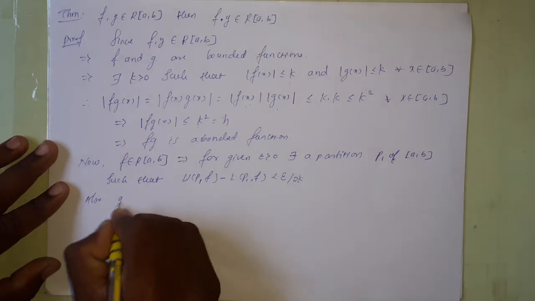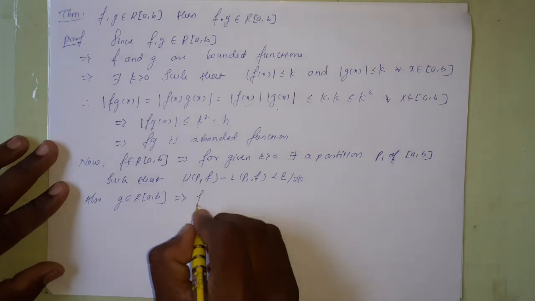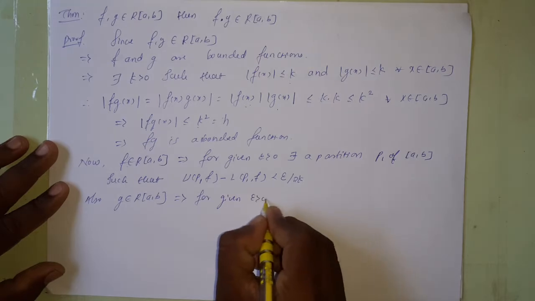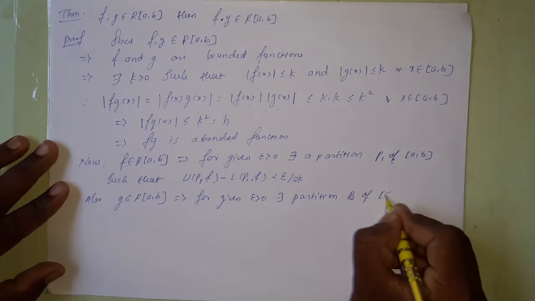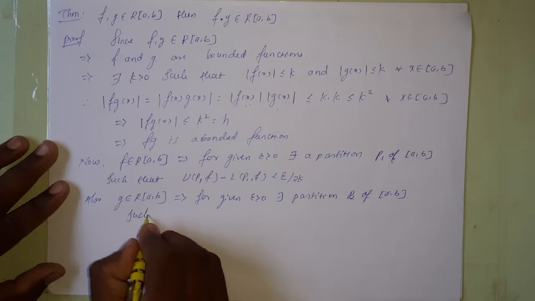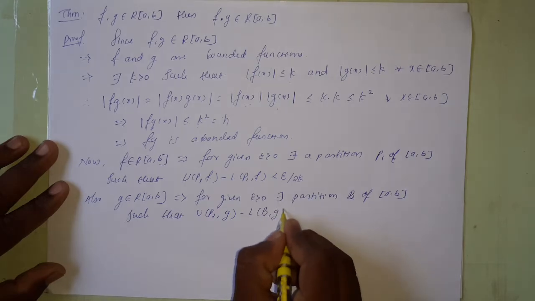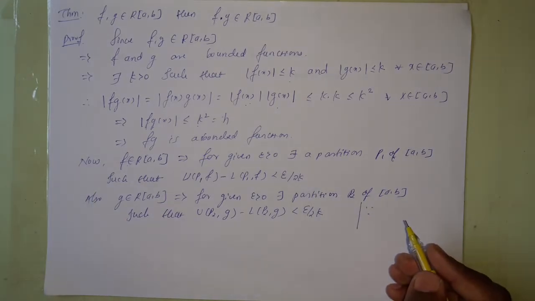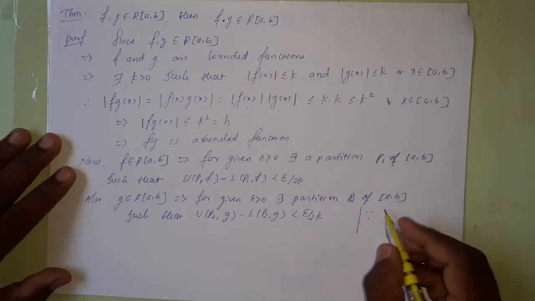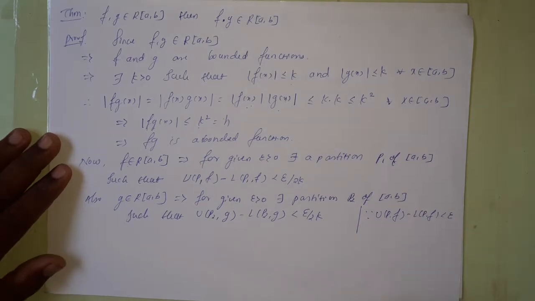And also g belongs to R of closed interval [a, b]. So again it implies that for given epsilon greater than 0, there exists a partition P2 of closed interval [a, b] such that U(P2, g) minus L(P2, g) is less than epsilon divided by 2k. So here we know that the necessary and sufficient condition for a function to be Riemann integrable is U(P, f) minus L(P, f) is less than epsilon. Since epsilon is an arbitrary value, here we have taken epsilon by 2k.